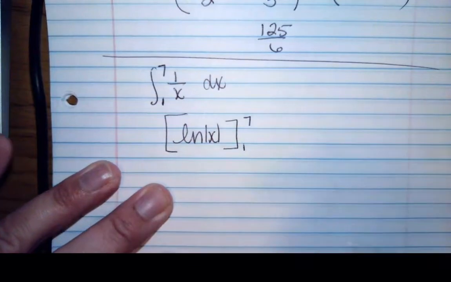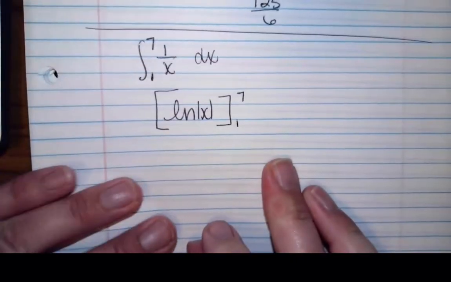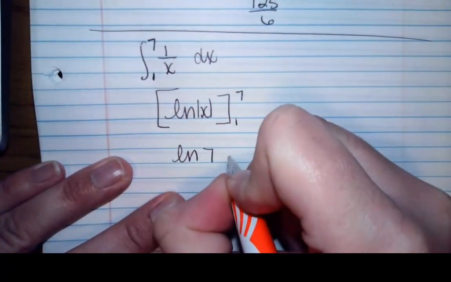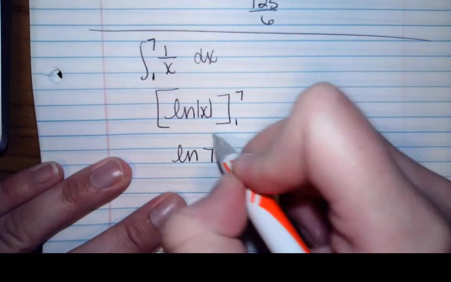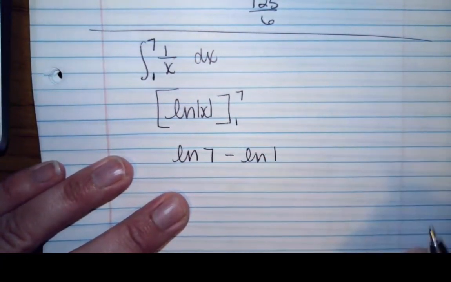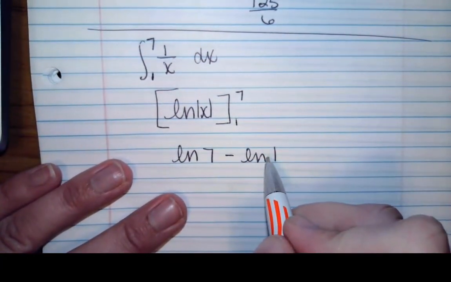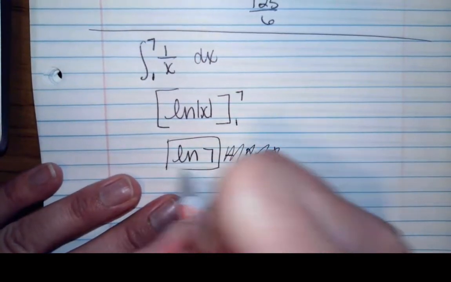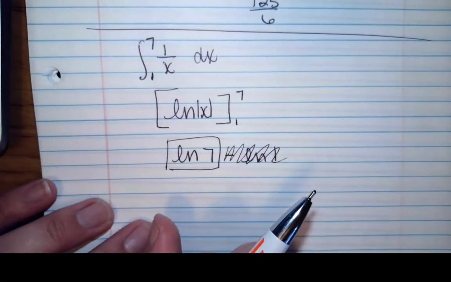But remember, your c's fall off. So I'm going to evaluate at 7 first. So I get the natural log of 7 minus evaluate at 1. Okay, well, the natural log of 1 is 0, so that zeros out, and I'm left with just the natural log of 7.